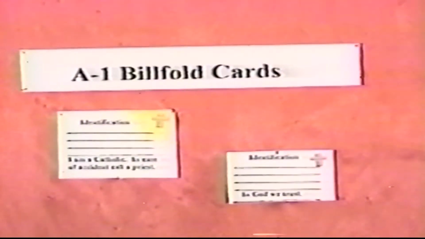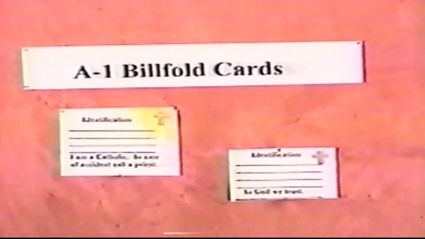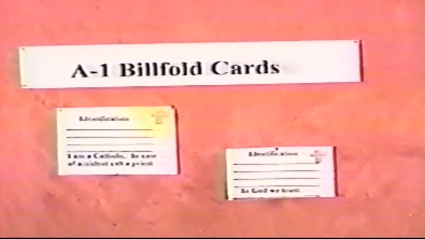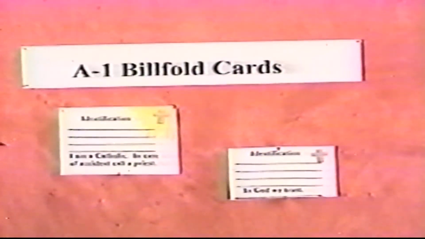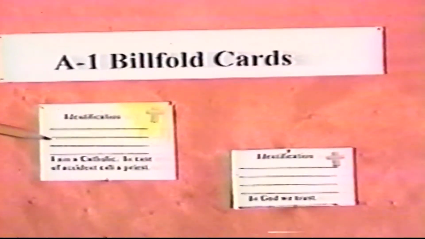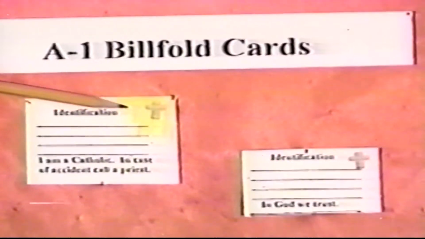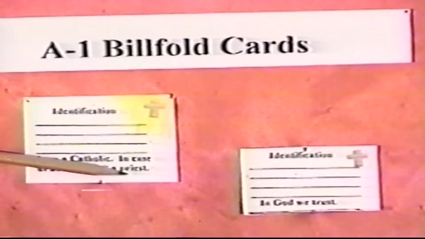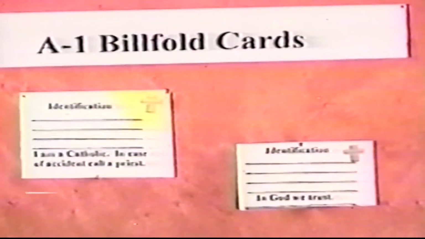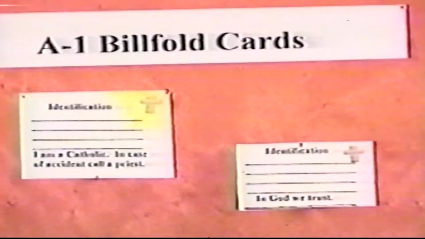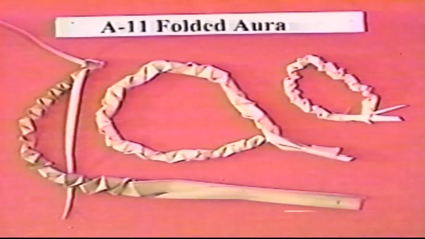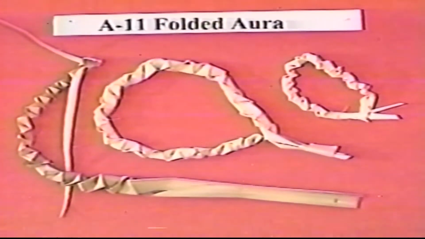Sister Cecilia Schmitt begins Chapter 2 on cutting and folding patterns. Now, the first pattern is the billfold cards. You simply make a little card like this on the computer and add a little tiny piece of palm. This is an identification card that you can put in your billfold.